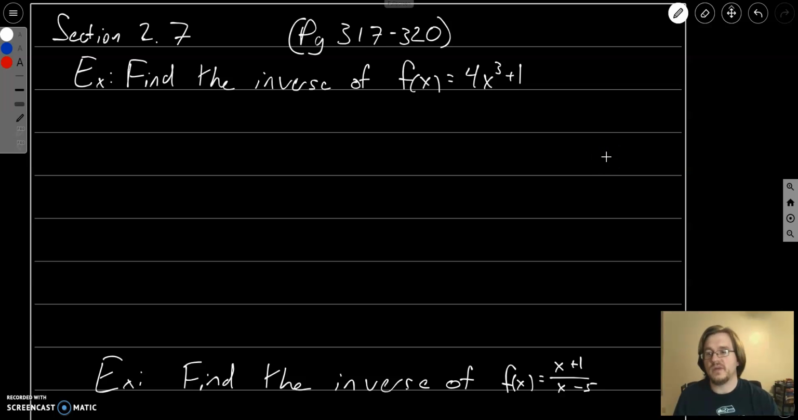And welcome back. We'll continue looking at section 2.7 on inverses. So let's just go through a couple of examples where we find inverses of functions.